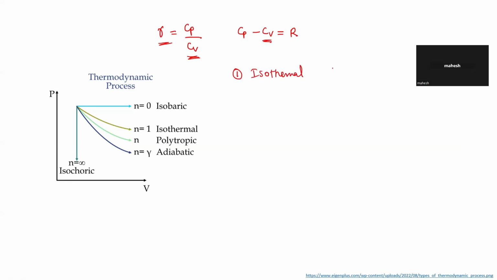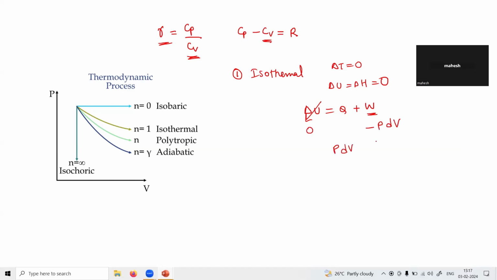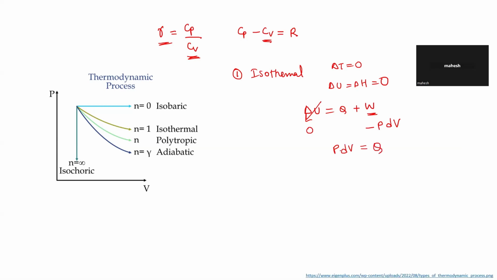So coming to the first process, the isothermal, we have delta T is 0. That's why we have delta U is equal to delta H is equal to 0. Now we have the first law, which is delta U is equal to Q plus W. This is 0, it implies, and this W is generally defined as minus PdV. So we have the integral of PdV is equal to Q.